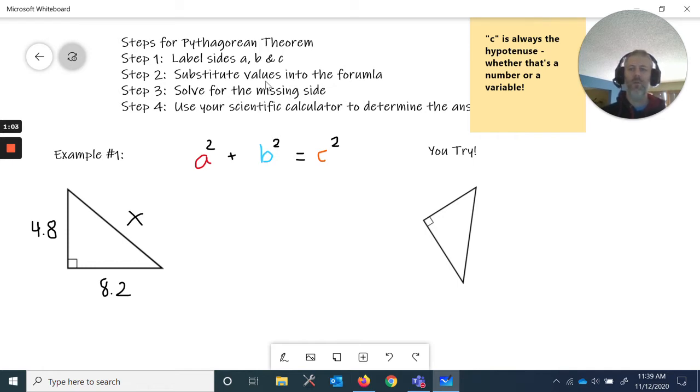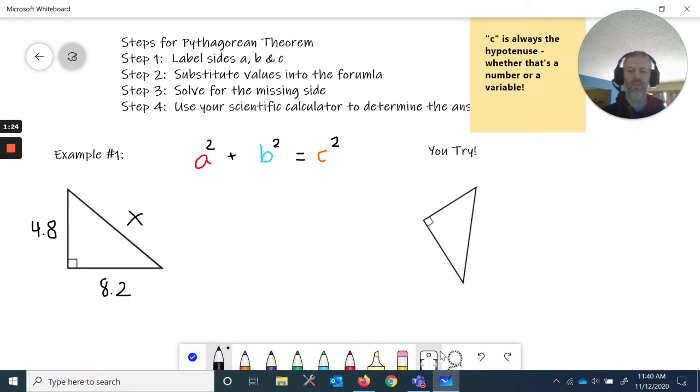So that's step 1. Step 2 is to substitute the values into the formula, which I've written the formula here beforehand. Step 3, we'll do the calculations to solve for the missing side. And step 4, we'll use our scientific calculator through Desmos to determine our value as a decimal. Okay, so let's get started. So here's my example problem.